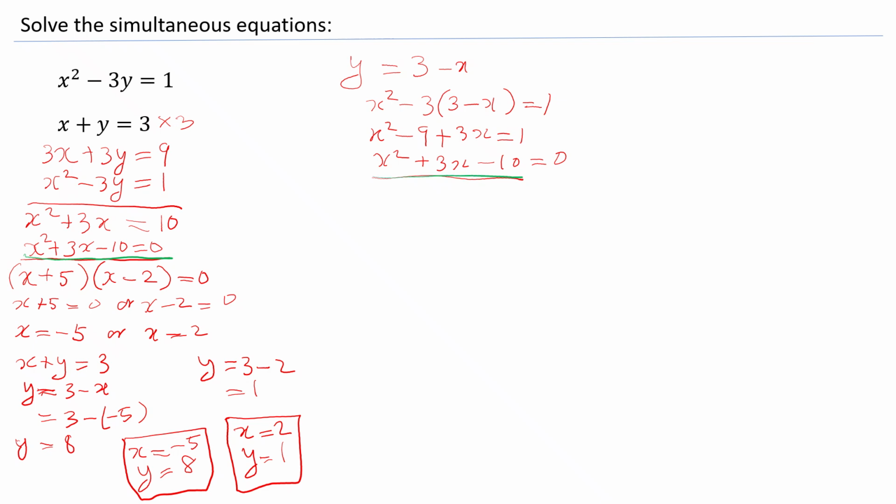And now you can factorize: x plus 5 and x minus 2 equals 0. Then you will get the x value and y value.